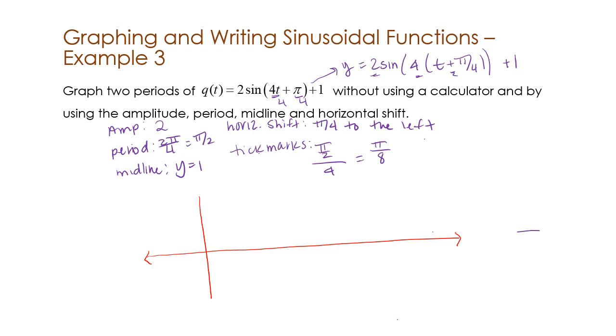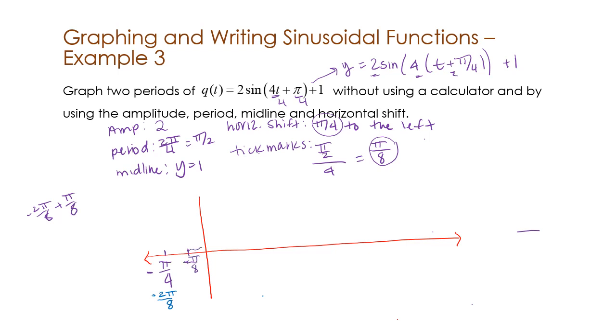So we know that we're going to need to start at -pi over 4, because we're shifting it to the left there. And I know that each tick mark is going to be pi over 8. Sometimes it's easier just to write these with a common denominator. So -pi over 4 is the same thing as -2 pi over 8. So if I add a pi over 8 to that, -2 pi over 8 plus pi over 8 leaves me with -pi over 8.